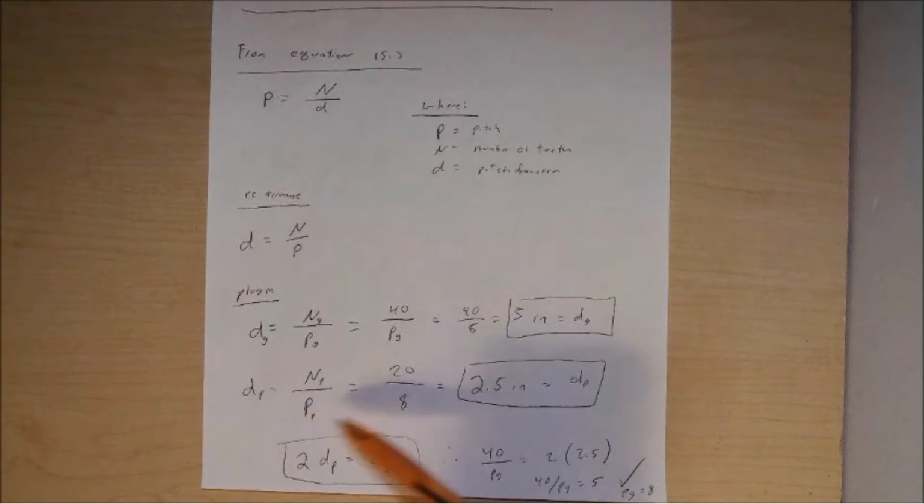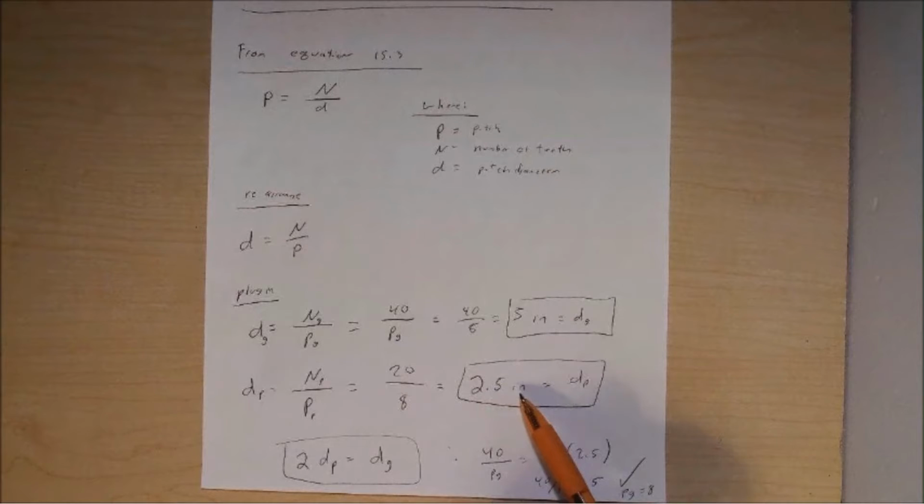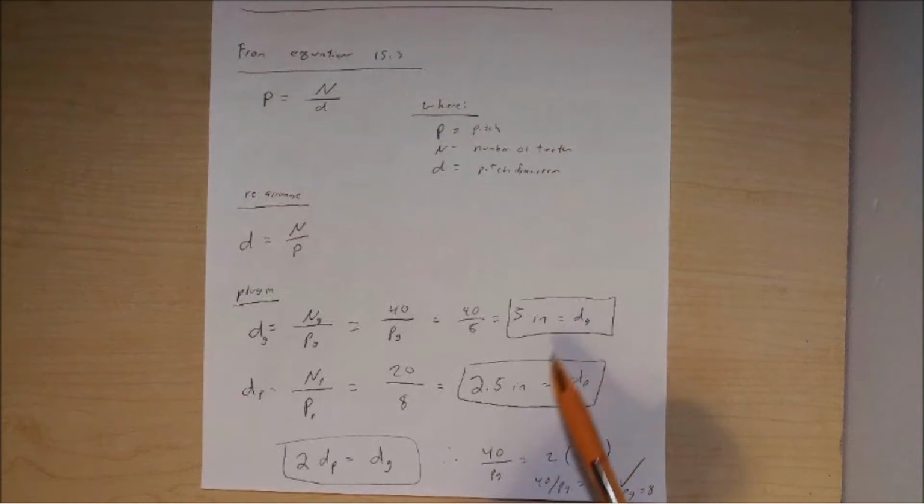Now we can do the same thing for the pinion, and D sub P is equal to N sub P over P sub P, where P sub P is just P, capital P, given in the problem statement as 8. So N sub P was given to us as 20. 20 divided by 8 is 2.5 inches, which is the diameter of our pinion. Now we have the diameter of the gear and the diameter of the pinion.